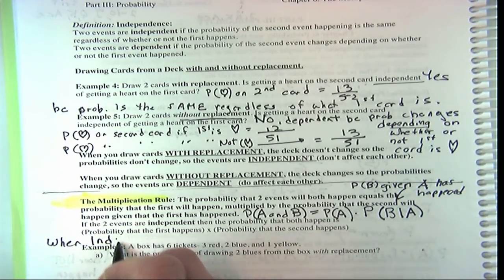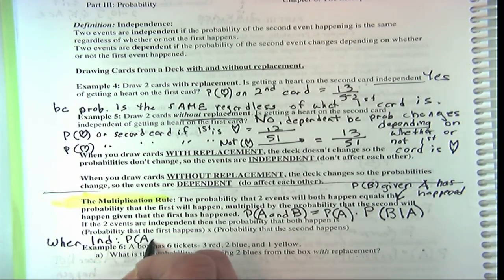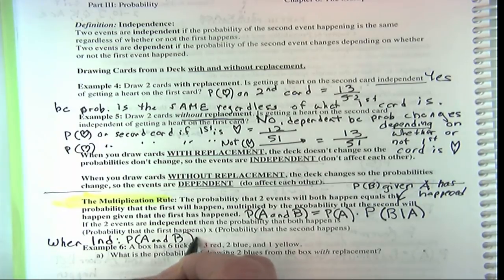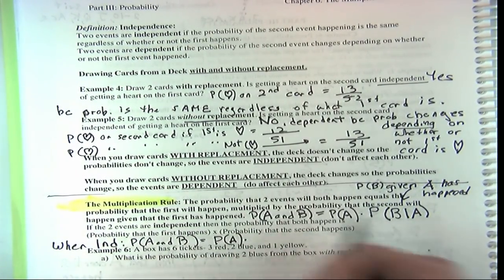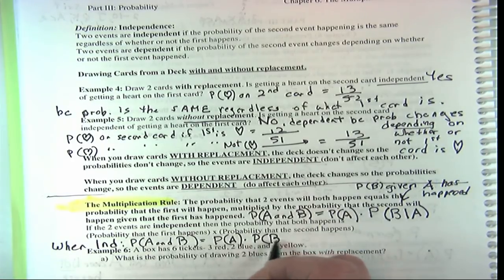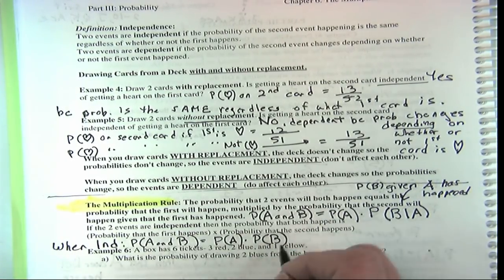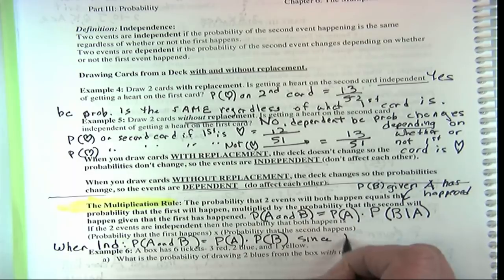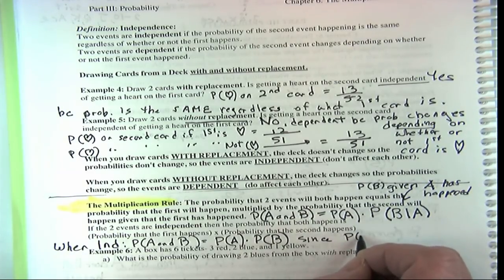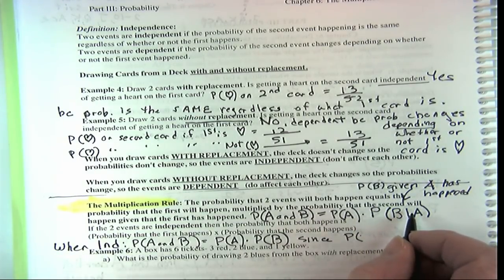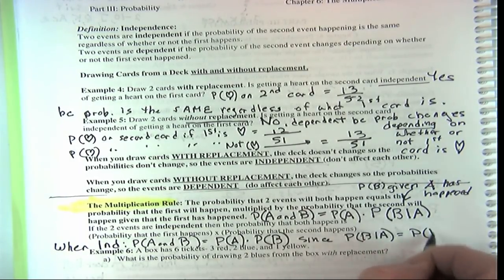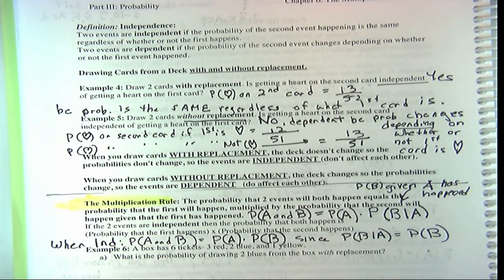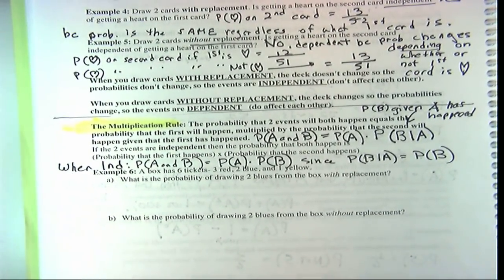When independent, the probability of A and B is equal to just the probability of A. You don't have to think about whether A happened or not, because it doesn't affect the chance of B. Since the probability of B given A is equal to the probability of B, it doesn't matter. All right? So we can look at this now.